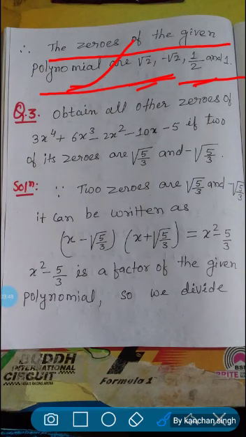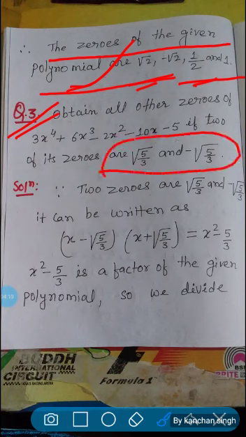Similarly, this is an example we have solved. Again, we have to follow the same pattern and solve question number 3 of exercise 2.3. Now see, the same thing is there. Obtain all other zeros of 3x^4 + 6x^3 - 2x^2 - 10x - 5, if again we are given two zeros, root 5 by 3 and minus root 5 by 3.